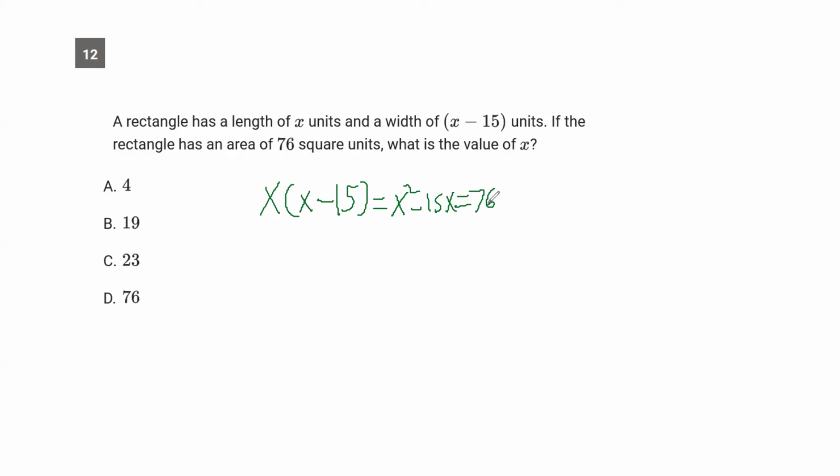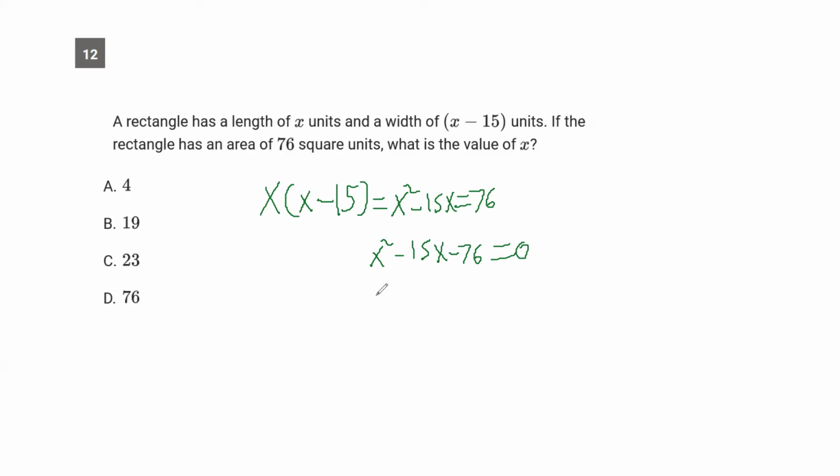Okay. And now you're going to move the 76 over to get a quadratic equation that's nice and clean. x squared minus 15x minus 76 equals 0. So you have to multiply to something that gets you negative 76, and it's a difference of 15.